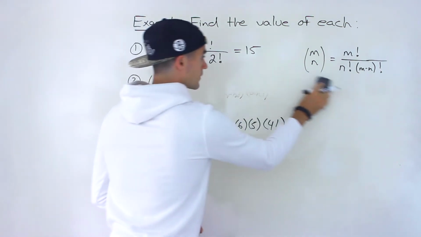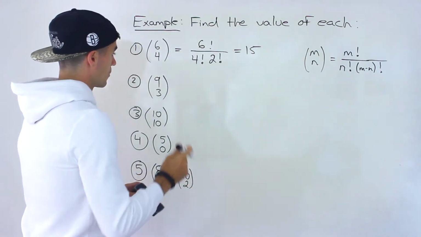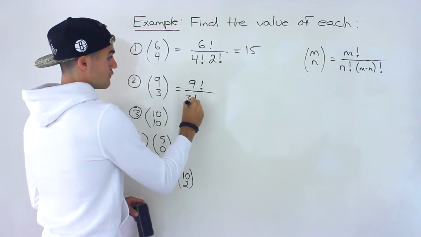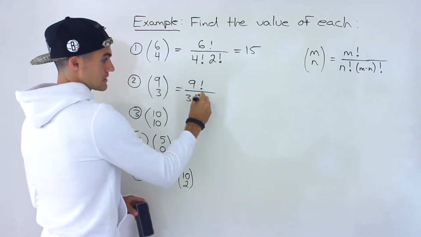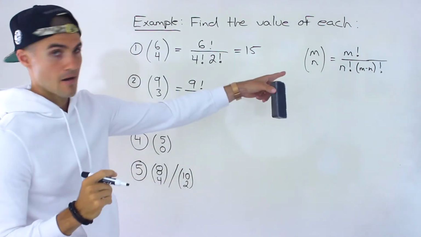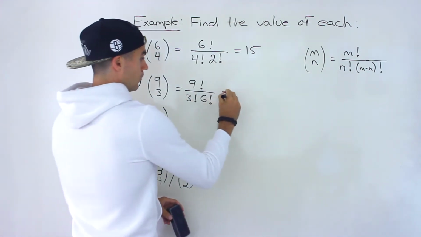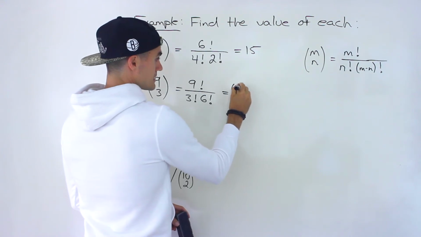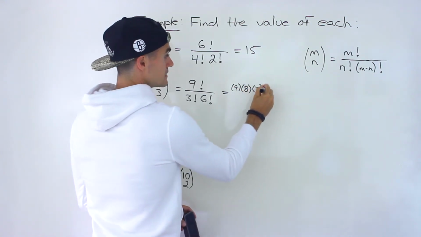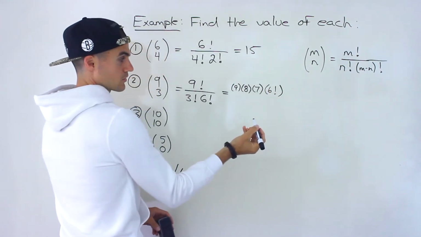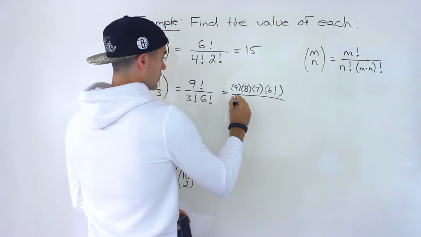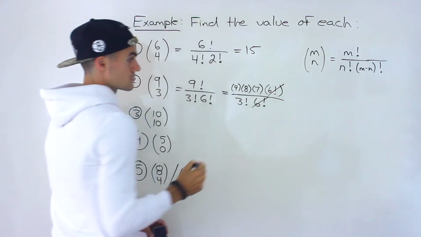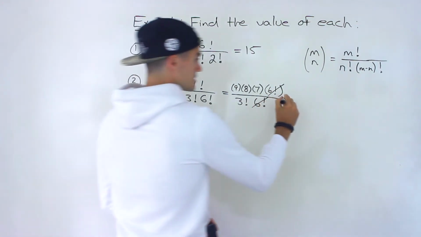for number 1. Now number 2, we have 9 choose 3, which would be 9 factorial over 3 factorial, and then 9 minus 3 is 6, so we'd have a 6 factorial down here. That's the m minus n factorial. Now, 9 factorial over 6 factorial, the 9 factorial we could change to 9 times 8 times 7 times 6 factorial, over the 3 factorial, let's leave that for now, and then we have the 6 factorial, and notice the 6 factorials cancel out.